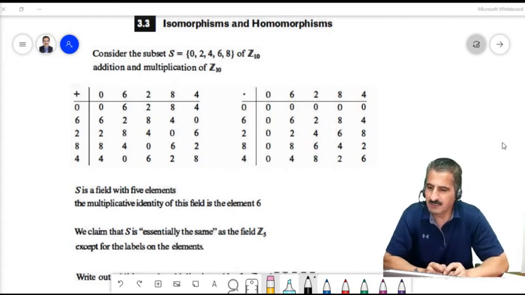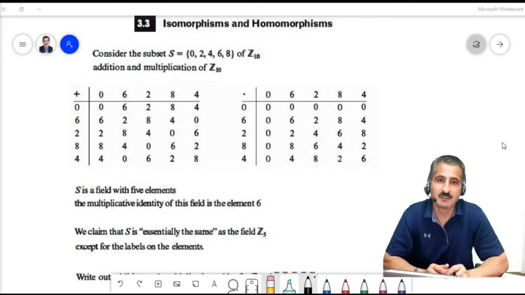So today in this lecture we will study isomorphisms and homomorphisms of rings. We have seen in a previous lecture the isomorphism and homomorphisms of groups, and now we will study the same things but now for rings.